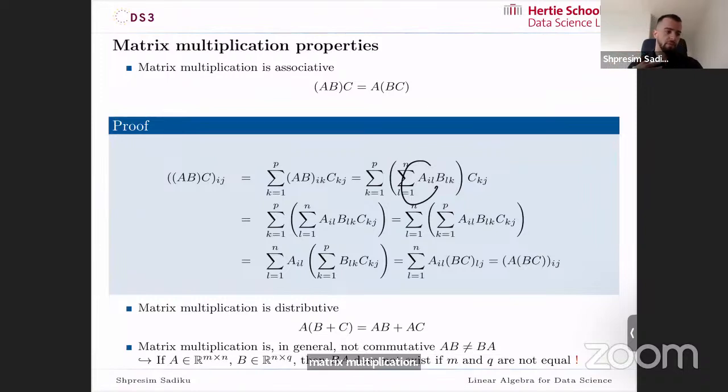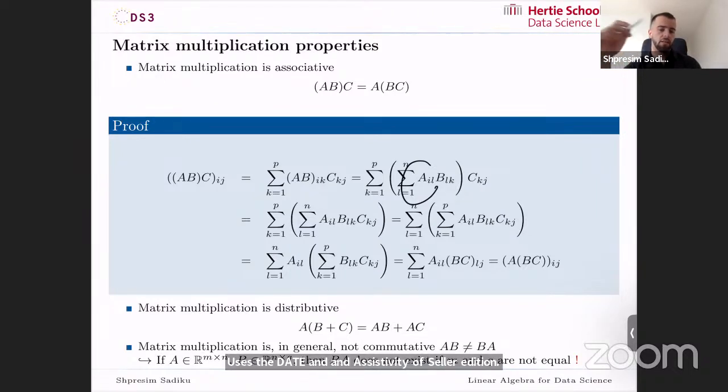So the first and the last two equalities simply use the definition of matrix multiplication. The third and the fourth equations use the distributive property for scalar multiplication over addition, and the fourth equality uses the commutativity and associativity of scalar addition.